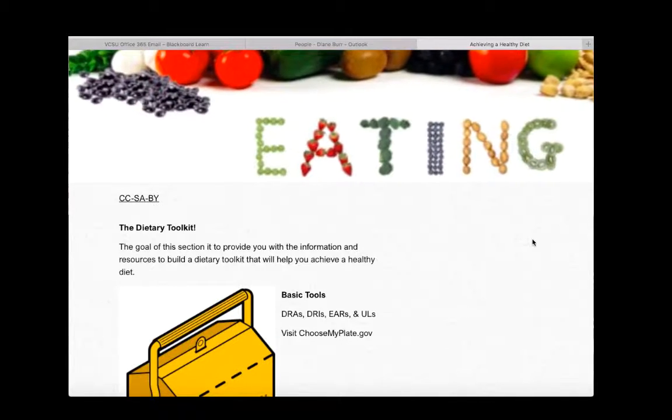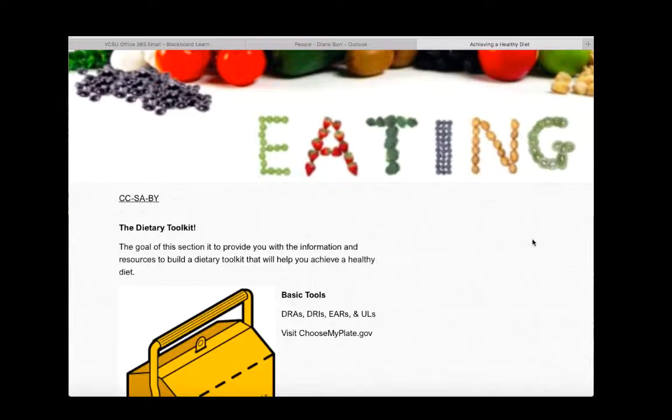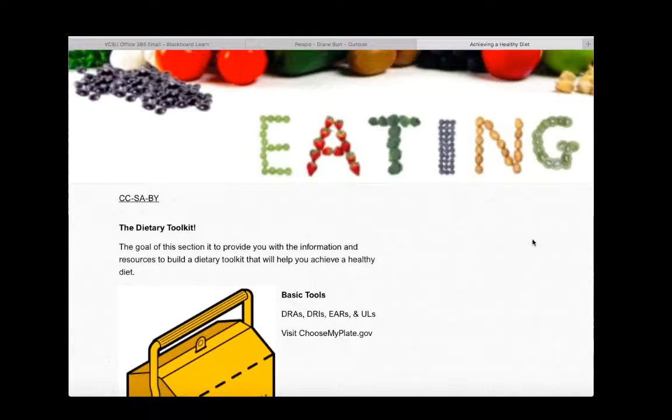I know it must seem mind-boggling to see all of these acronyms, but in reality, a quick visit to choosemyplate.gov can help clear up any confusion. This government-regulated website is full of the information and tools you need to understand how to build a healthy diet.